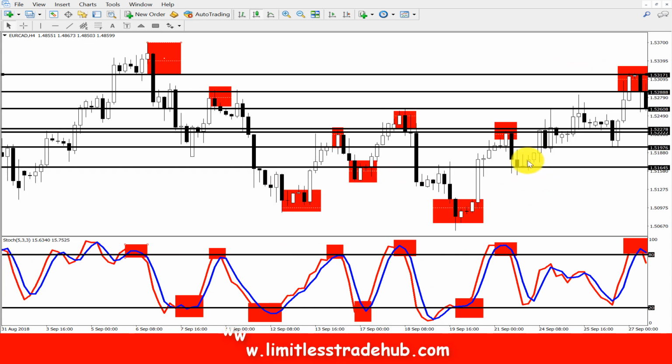Like we will not take this trade because it doesn't touch our 20 period level. We will not take this trade, although it is very near, but it doesn't touch our 20 period stochastic oscillator. So we can catch this swing point with the help of this oscillator.